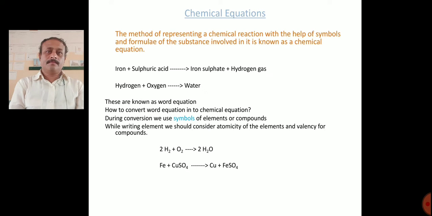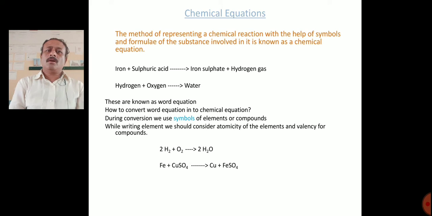In the last video we discussed chemical reactions and equations, including the types of changes, that is chemical and physical changes. Now we are going to discuss the second part of that chapter. In yesterday's class we discussed how to write word equations, and I also mentioned how to convert a word equation into a chemical equation.